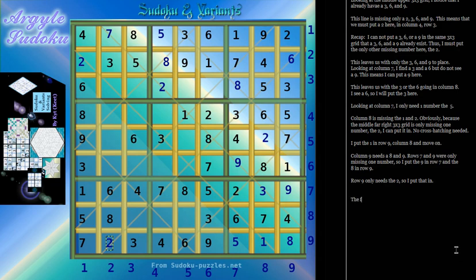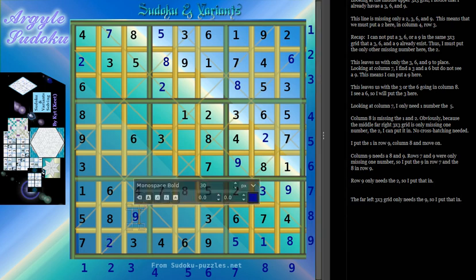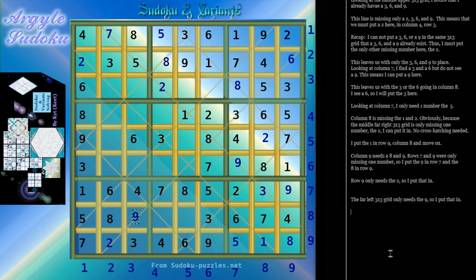The far left 3 by 3 grid only needs the 9, so I put that in. That leaves the 1 and 2 for row 8.